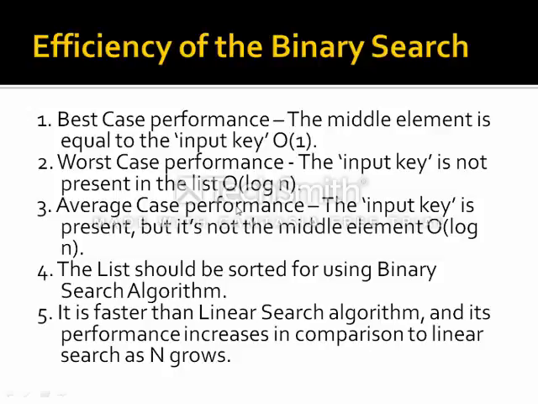What is the efficiency of a binary search? The best case performance will come when the middle element is equal to the input key that we need to search. What will be the worst case performance? The worst case performance is that the input key is not present in the list. And what is the average case performance? The average case performance is that the input key is present but is not the middle element.